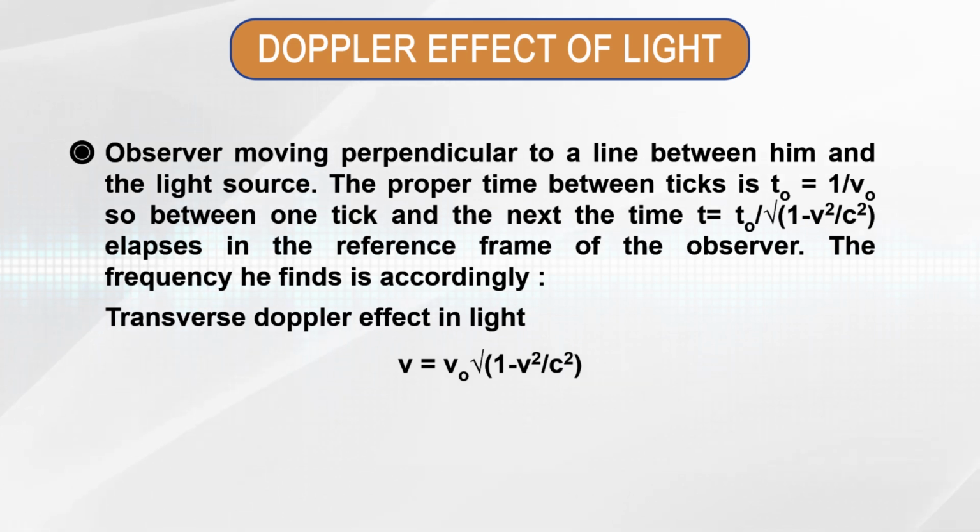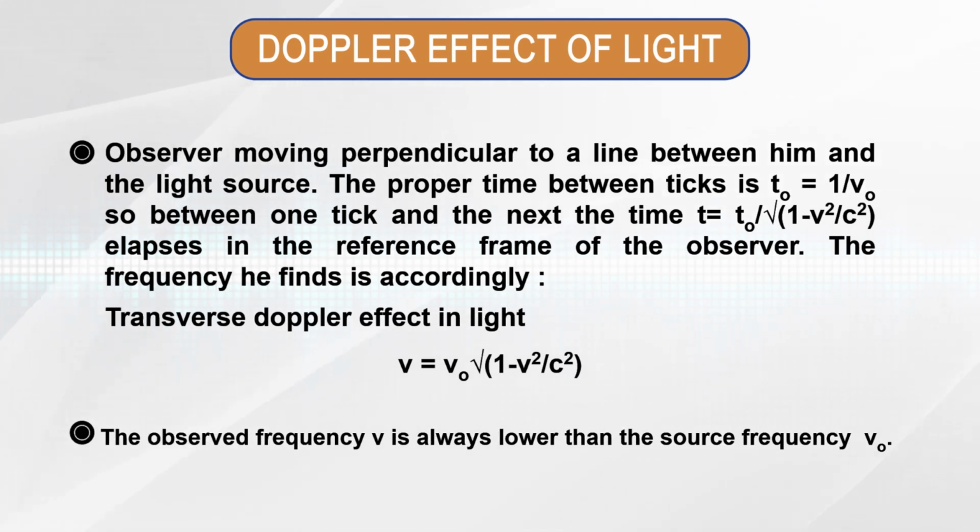Since these are mutually perpendicular directions, this type of Doppler effect is known as the transverse Doppler effect. We have two types of wave motion, longitudinal as well as transverse, and transverse means that the oscillation is perpendicular to the direction of propagation of the sound wave or the light wave. Since the observer and the light wave are in mutually perpendicular directions, we can say this is a transverse Doppler effect in light. And by this formula, the observed frequency v is always lower than the source frequency v naught.